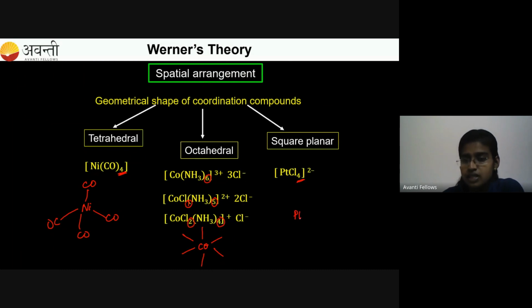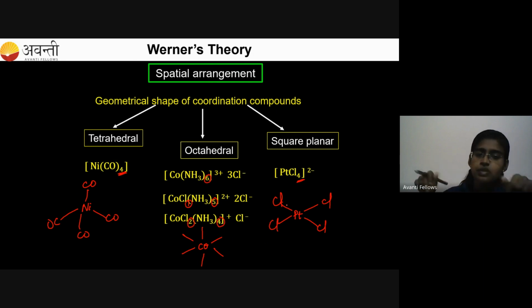Just for your understanding, I am drawing now. So now this is square planar. All the 4 chlorine atoms will be in a single plane. Suppose your notebook is your plane, so all 4 chlorine will occupy the 4 corners of the plane. It is square planar. Okay.